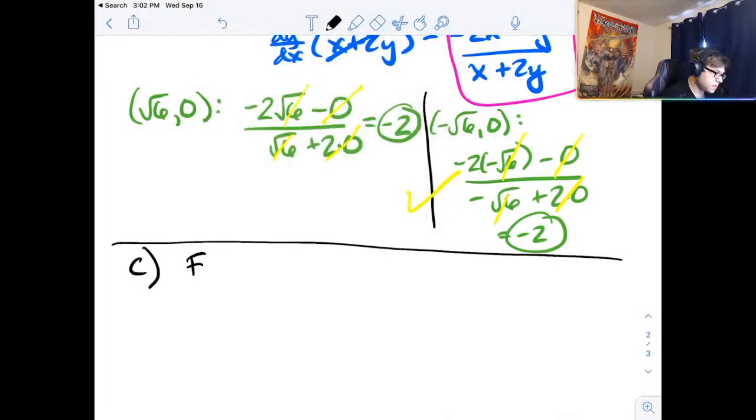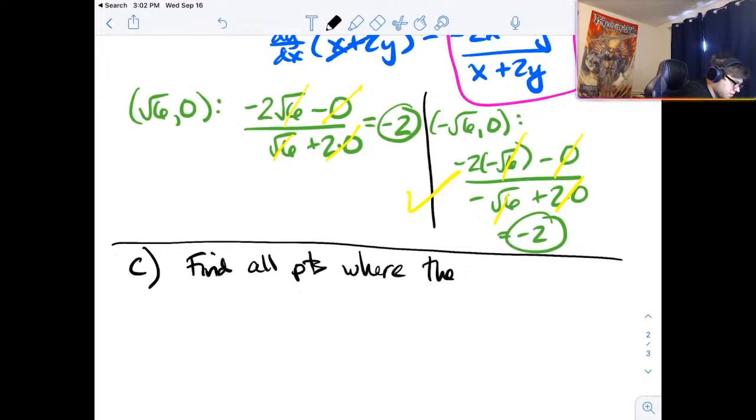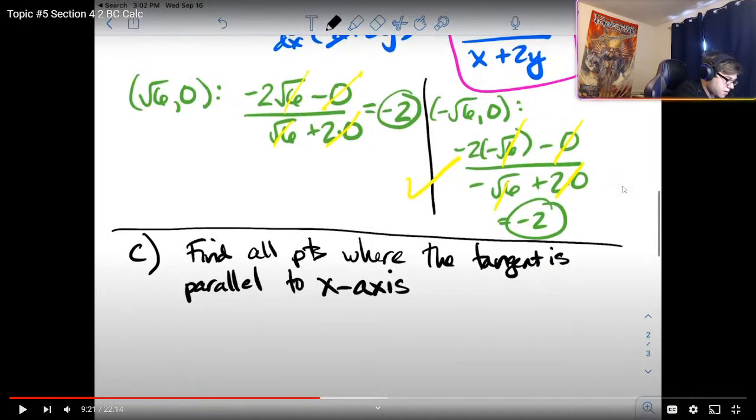Part C says, find all points where the tangent is parallel to the x-axis. Okay, so tangent is parallel to the x-axis.